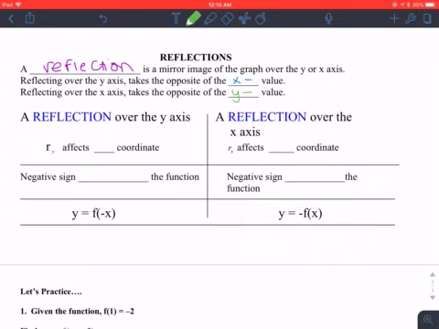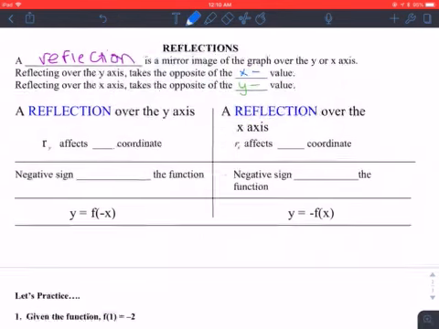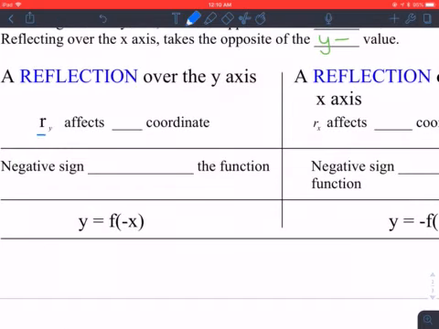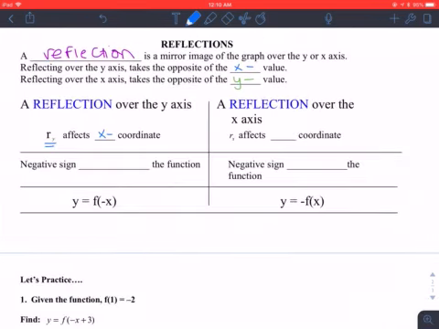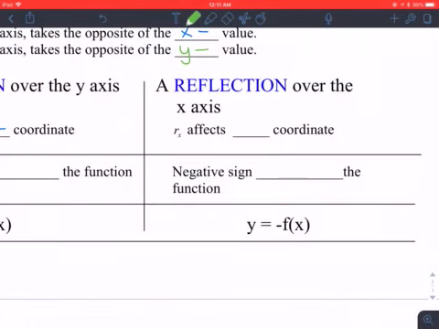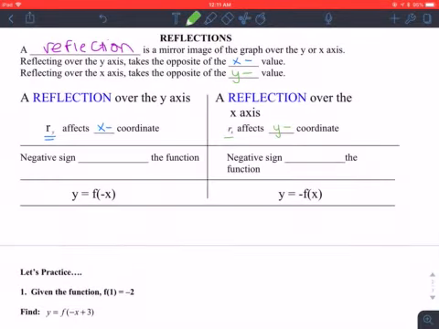So reflection over the y-axis. Sometimes you'll see this written as r sub y. So this affects the x-coordinate. We're just changing the x-coordinates from positive to negative or from negative to positive, depending on what they start as. Reflection over the x-axis, again, can be written as r sub x, and this affects our y-coordinates. So our y values will change signs.